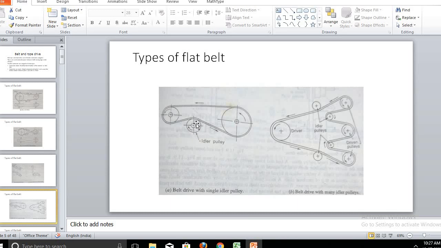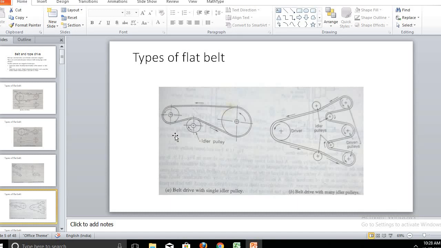So this idler pulley is attached here, and this belt now moves not only on this pulley and this pulley, but also along with this pulley. This is called the idler pulley. Due to the provision of this idler pulley, the angle of contact increases. Due to a small angle of contact there is improper friction between the belt and pulley, so there is slip. We can observe that slip due to the improper angle of contact, so we can increase the angle of contact by means of the idler pulley.